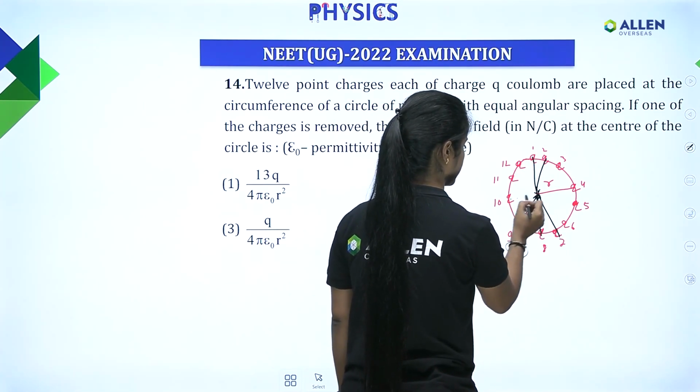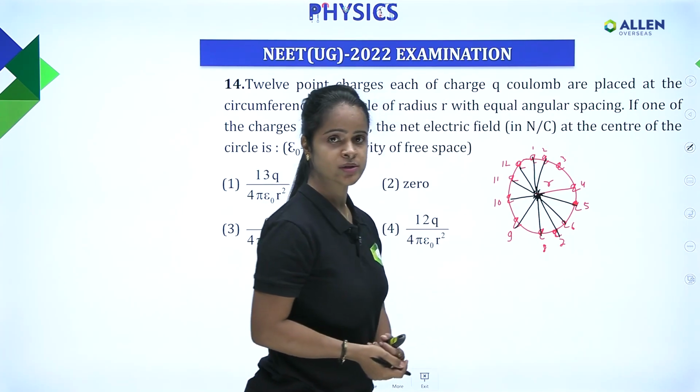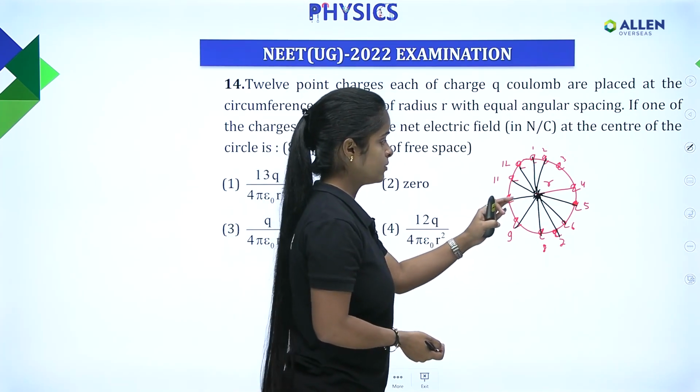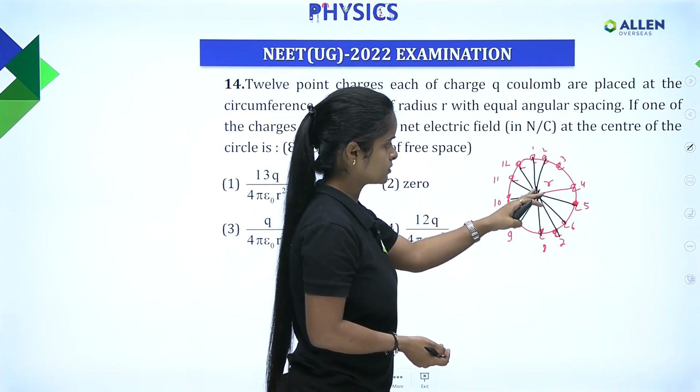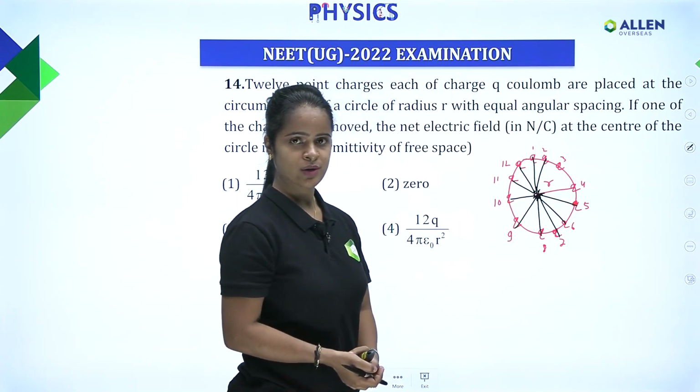Here again you are going to find the same. As a result, the electric field at the center will be equal to 0, because at the end, the net is equal to 0 at the center.